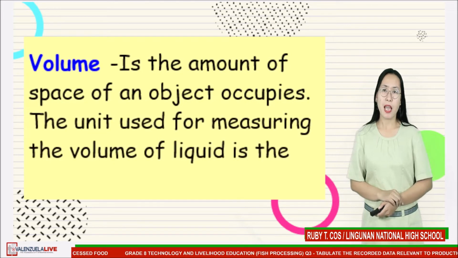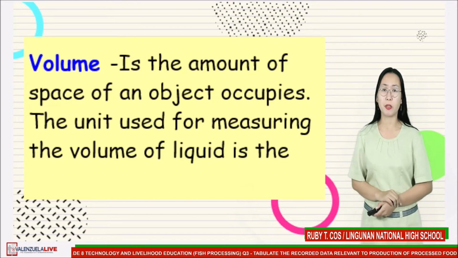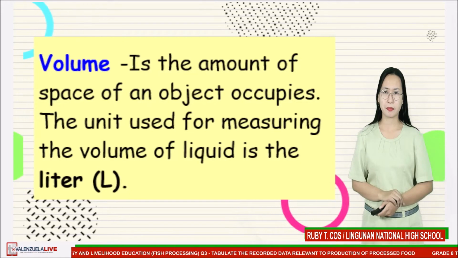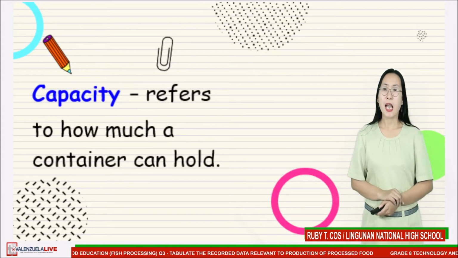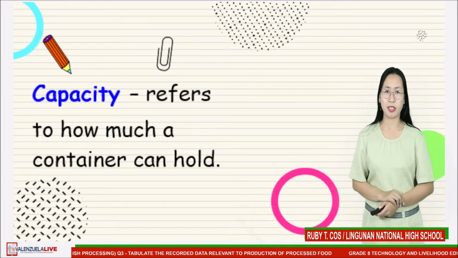Volume is the amount of space an object occupies. The unit used for measuring the volume of liquid is the liter. Capacity refers to how much a container can hold.